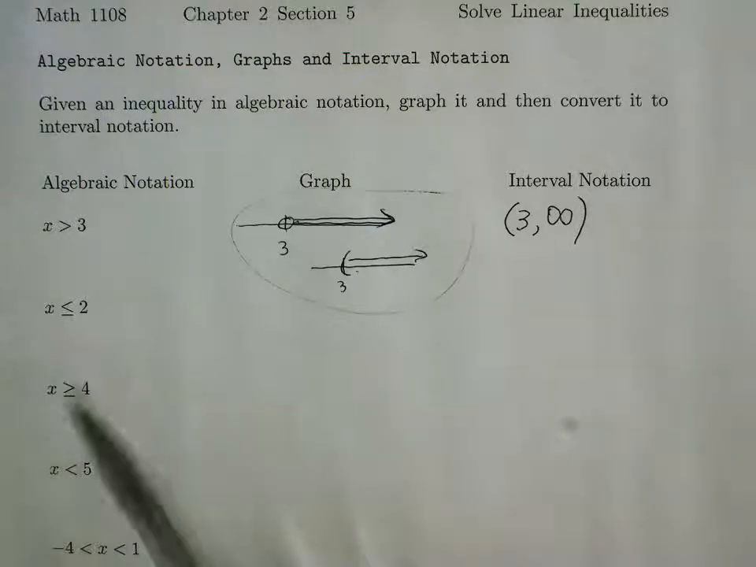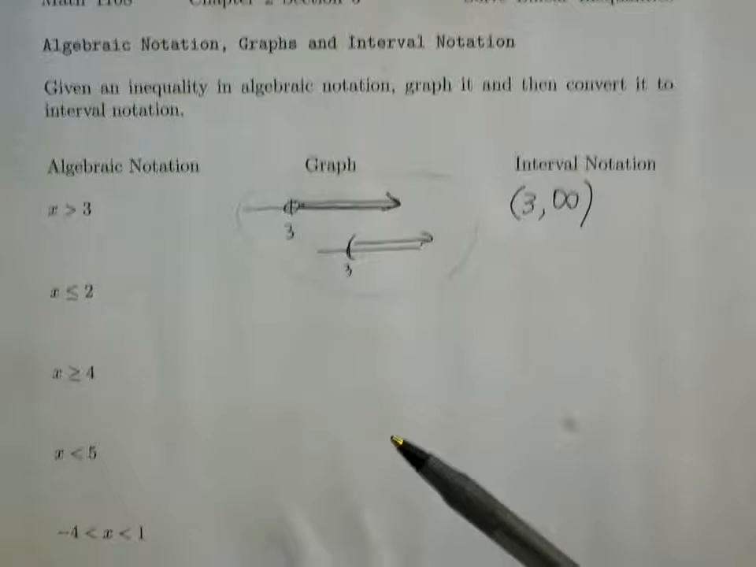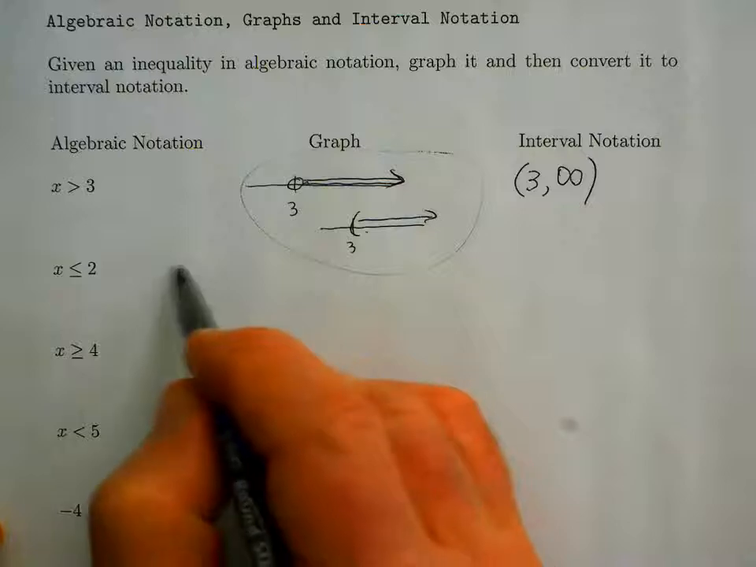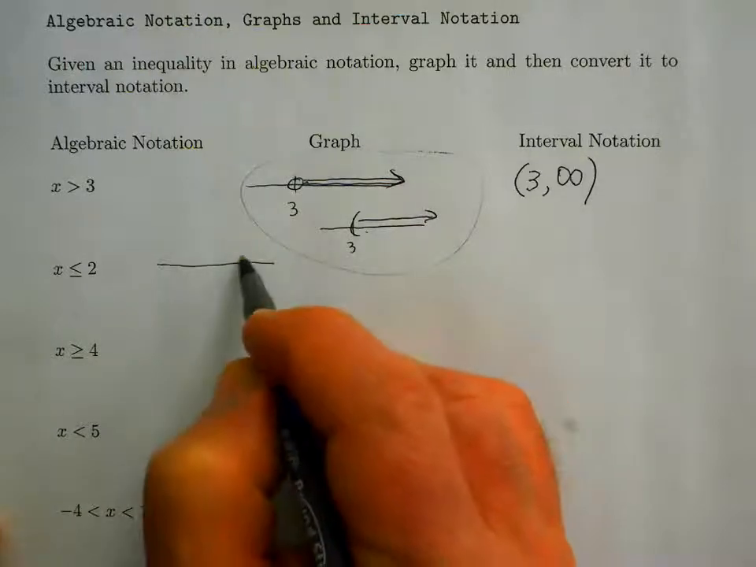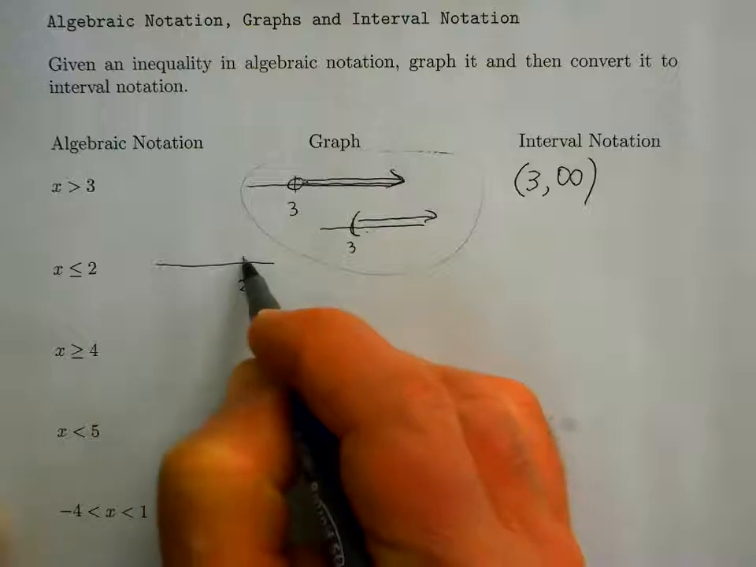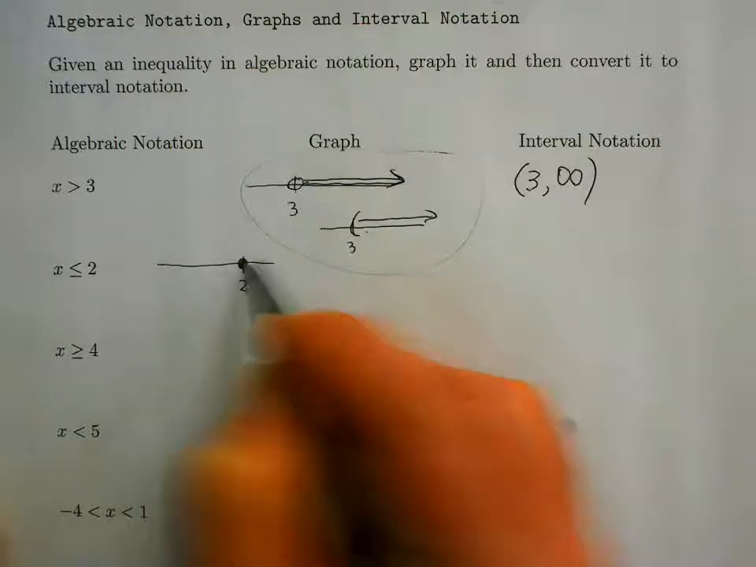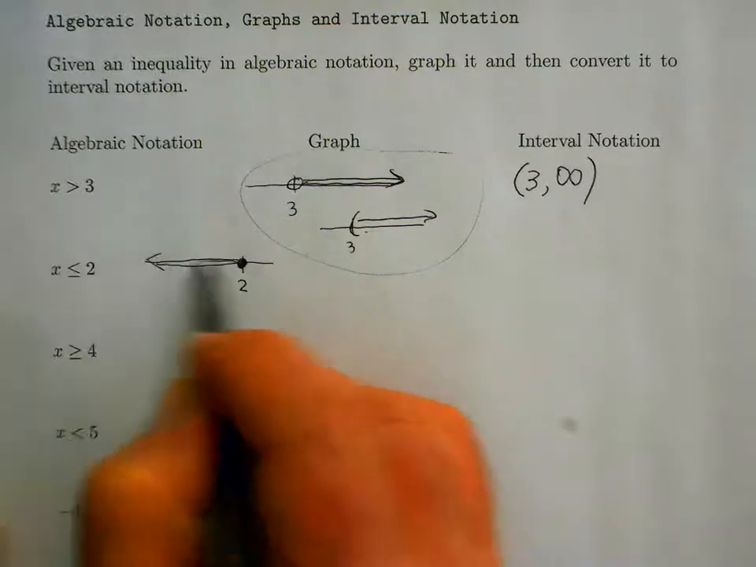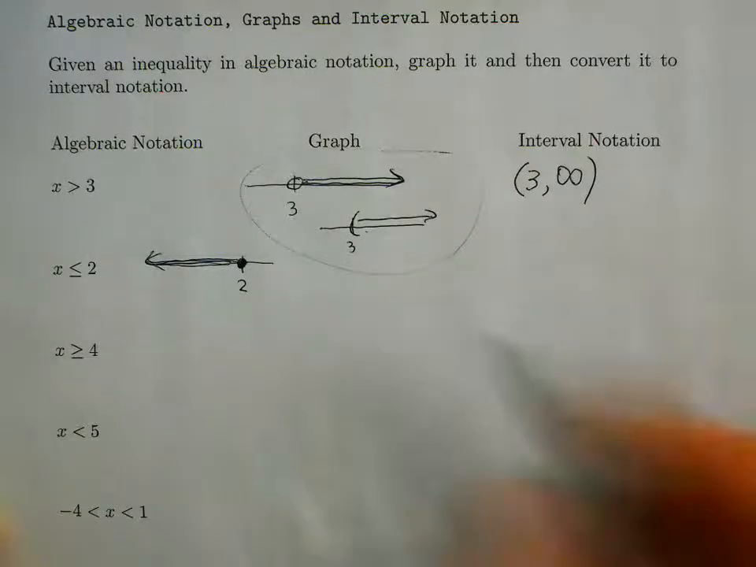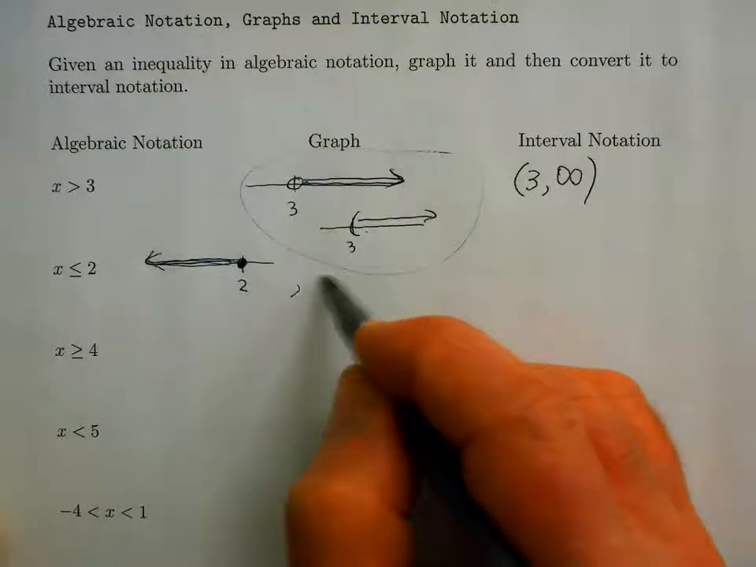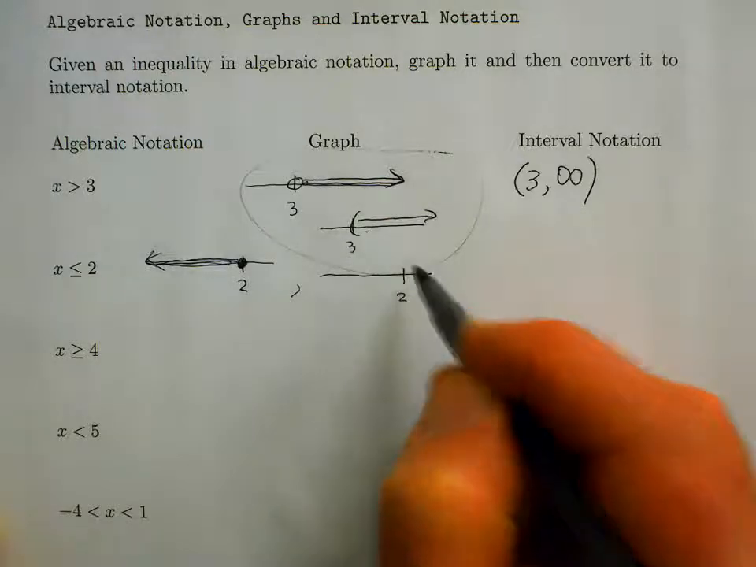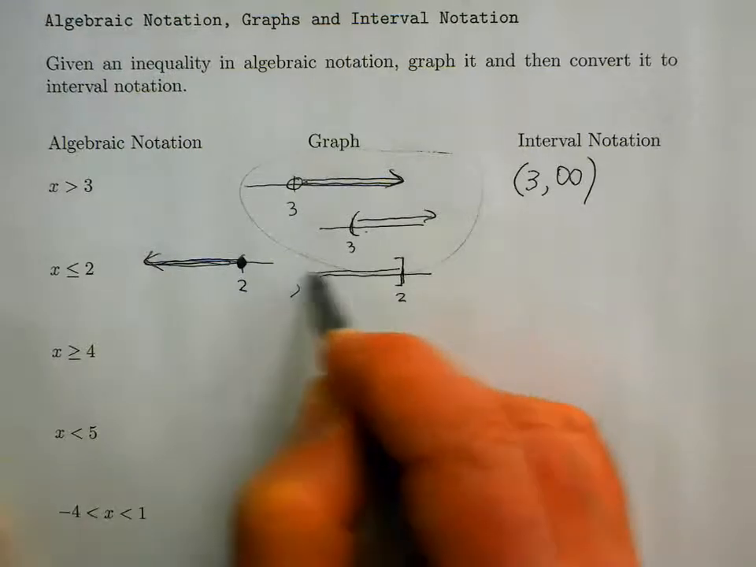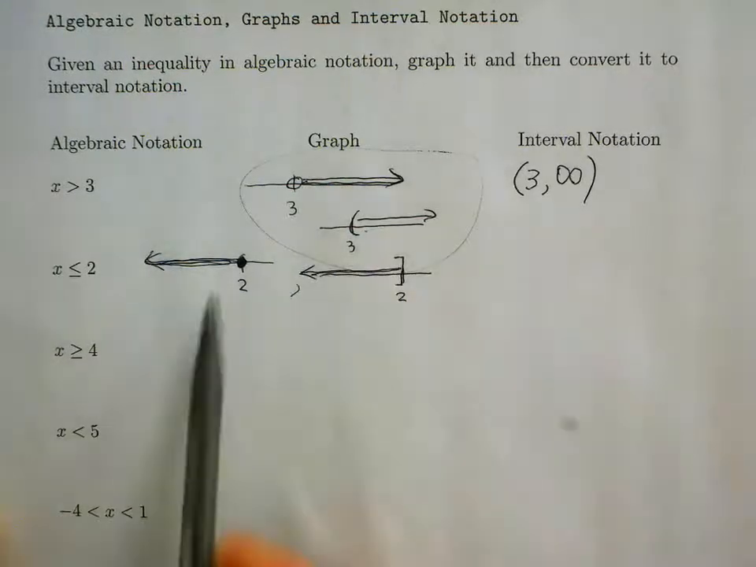Okay, the next one, x is less than or equal to 2. We'll graph it 2 ways. I'll plot the number 2. I'll color in the dot, and then x is less than or equal to 2. That's everything to the left. And then alternatively, if you plot the number 2, instead of a closed circle, we can use a bracket that opens to the left, and then we shade to the left. So those two graphs are equivalent.